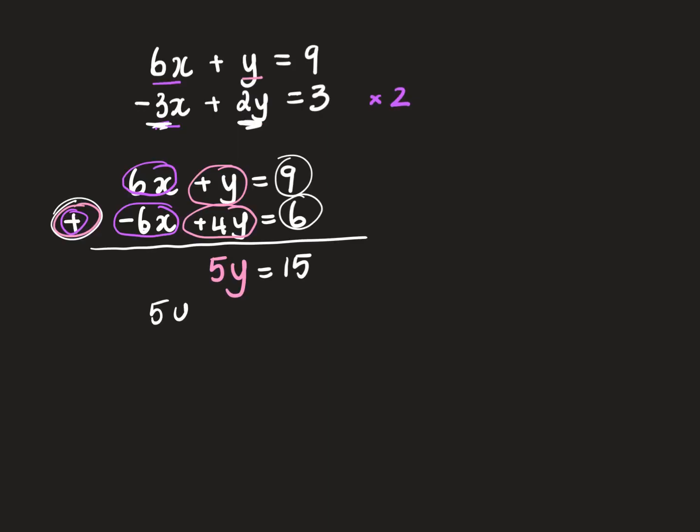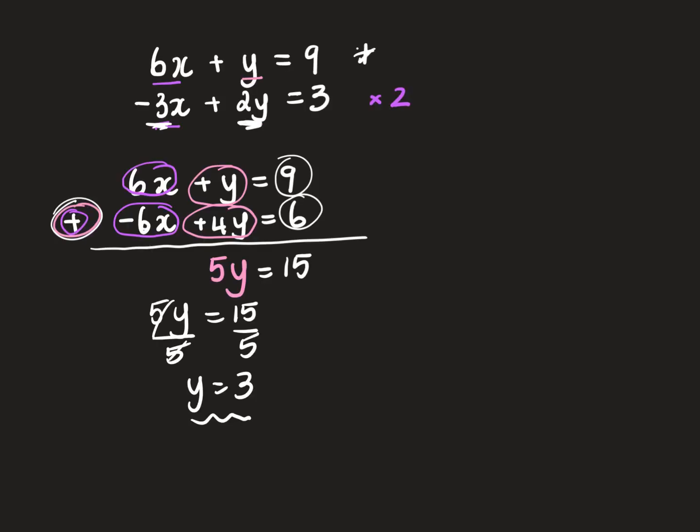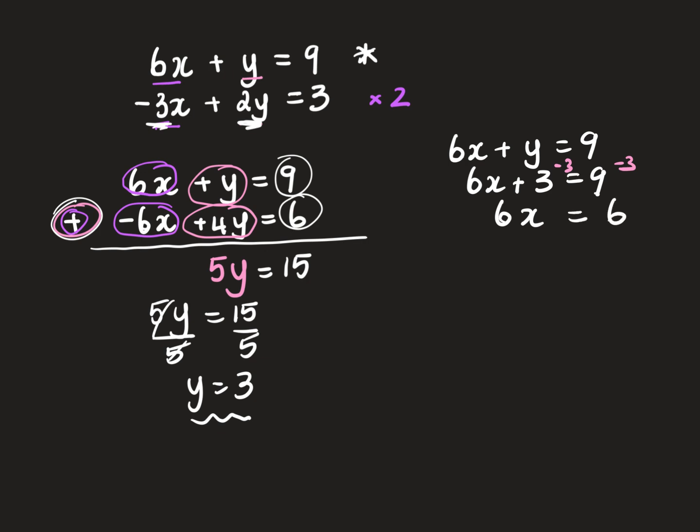I can solve that, can't I? 5y equals 15, divided by 5, y is equal to 3. I need to find out what x is. I can use any of these equations. I'm going to use that one. 6x plus y equals 9. 6x plus, well, y is 3, equals 9. Take 3 off both sides. 6x equals 9 minus 3, which is 6. Divide by 6, which means x is equal to 1. So our solution for that, x equals 1, y equals 3.